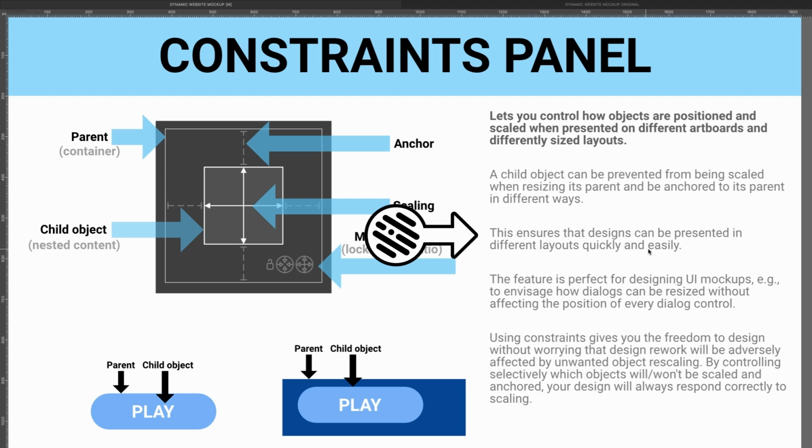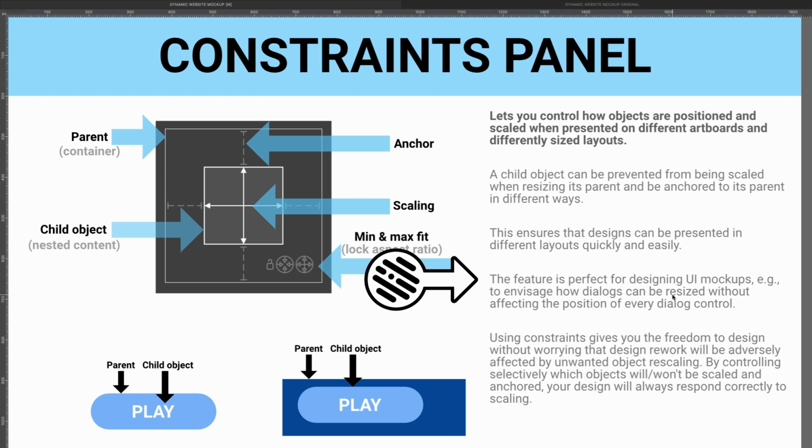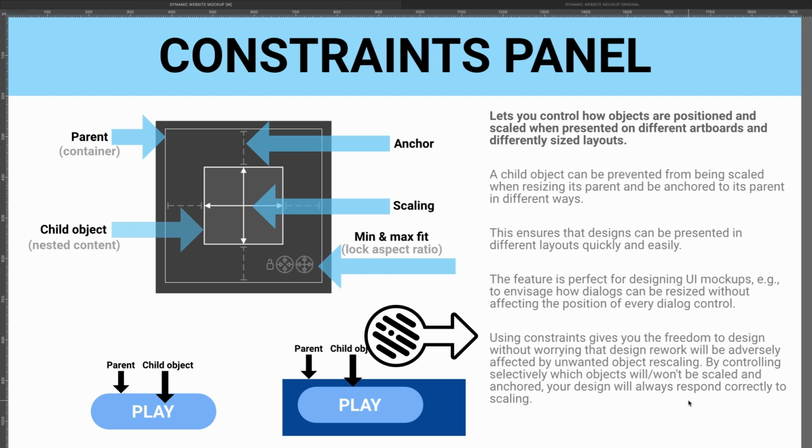It says, this ensures that designs can be presented in different layouts quickly and easily. The feature is perfect for designing UI mockups. That's user interface, by the way. For example, to envisage how dialogues can be resized without affecting the position of every dialogue control. Using constraints gives you the freedom to design without worrying that the design rework will be adversely affected by unwanted object rescaling. By controlling selectively which objects will and won't be scaled and anchored, your design will always respond correctly to scaling. Okay, some of that's probably quite confusing if you've never done any of this before. So let's break it down visually.